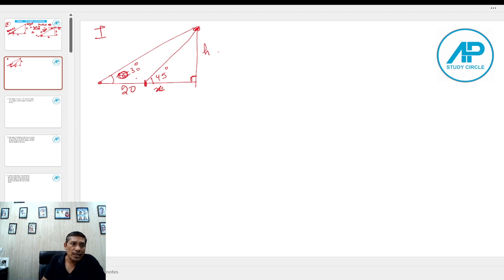So here we have got angles 30 and 45. This distance is x. Find the height of the tree and the distance between these two things.